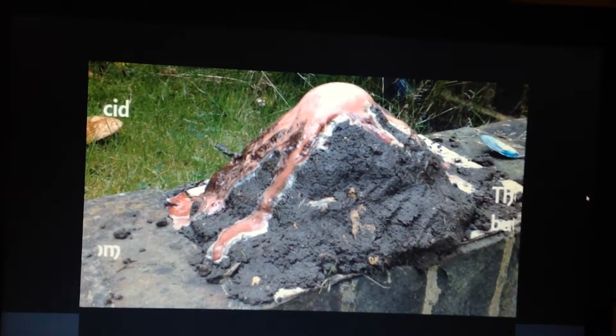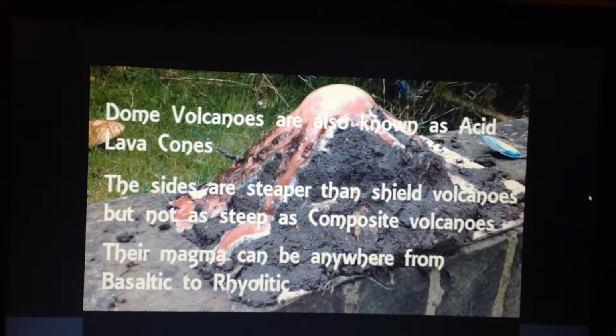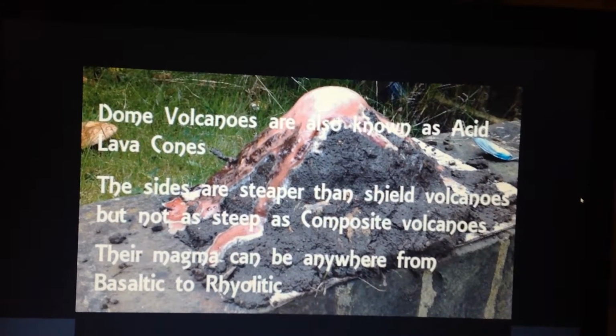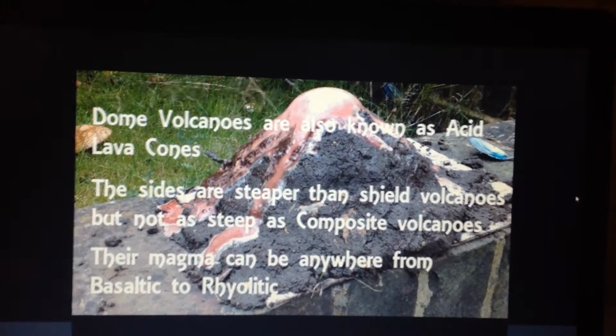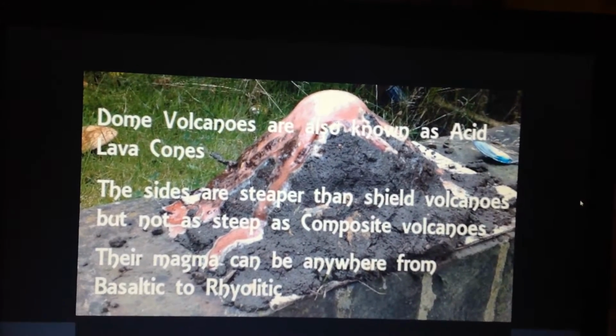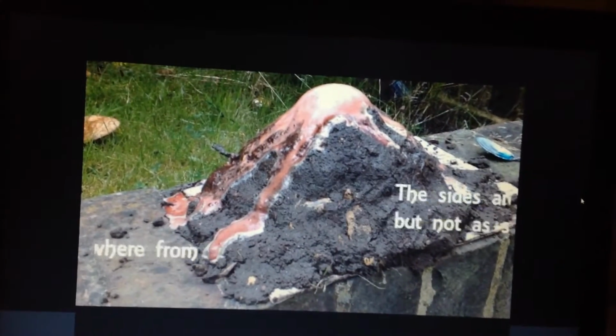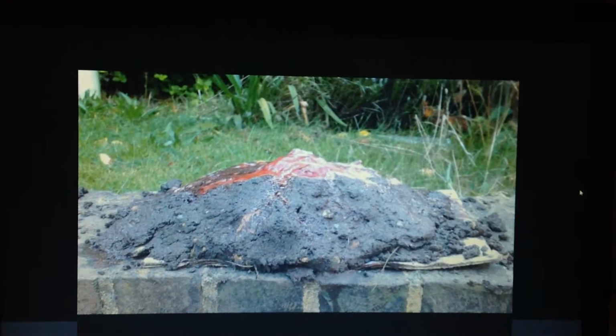Helens. Dome volcanoes, otherwise known as acid lava cones, have steep sides, though not as steep as the ones on composite volcanoes. They are formed from the solidifying of lava. The lava inside varies from basaltic to rhyolitic, but tends to have a higher silica content and to be cooler than a shield volcano. It tends to be orange in colour. Examples include Katla lava dome in Iceland and Lassen Peak in America.